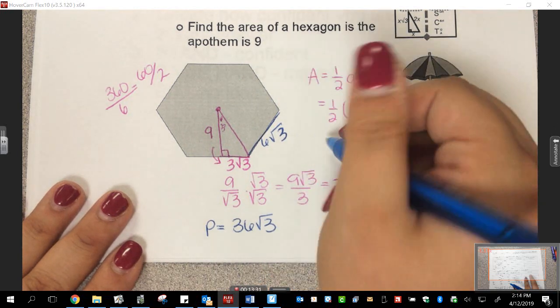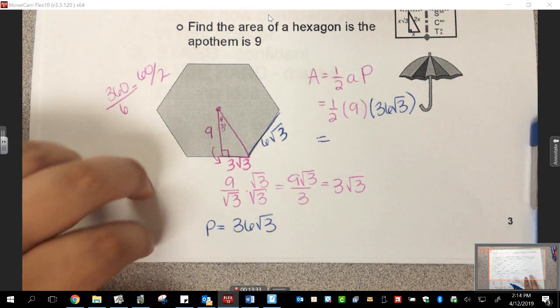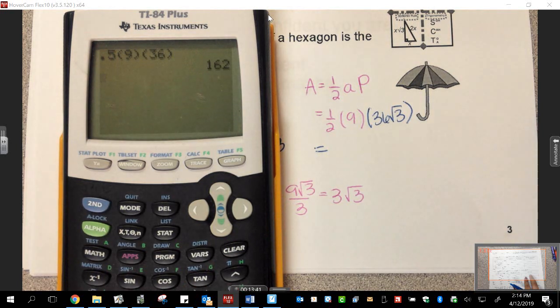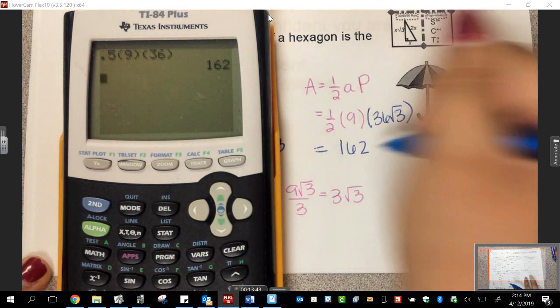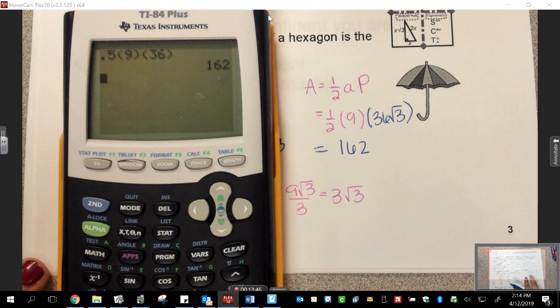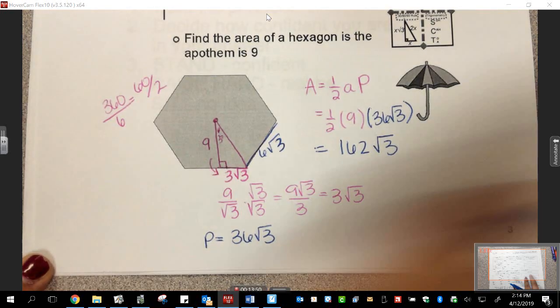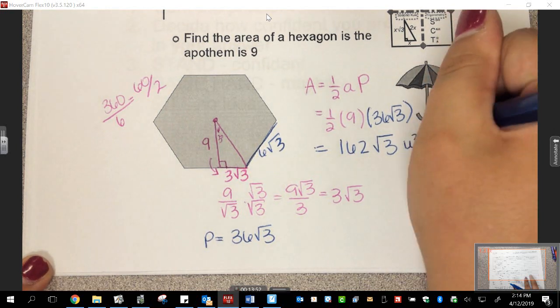Cool. Now, just do this. Remember, radicals are just like x's. So I'm multiplying, so I would just do 1/2 times 9 times 36, which gives me what? 162. And then don't forget your square root of 3. And it doesn't give me any units, so I'm just going to do units squared.